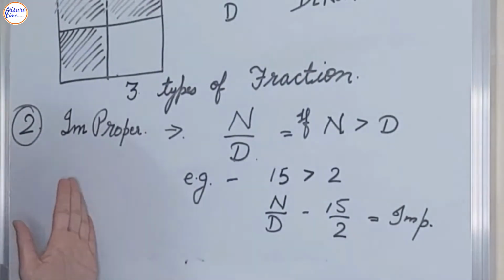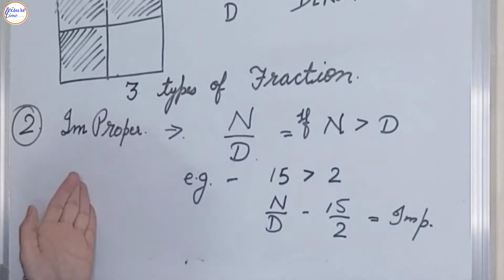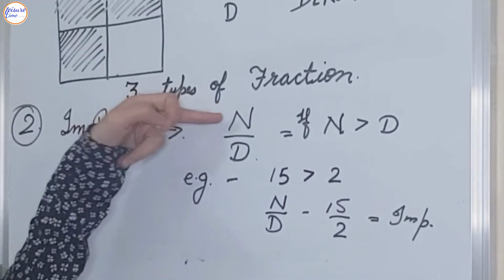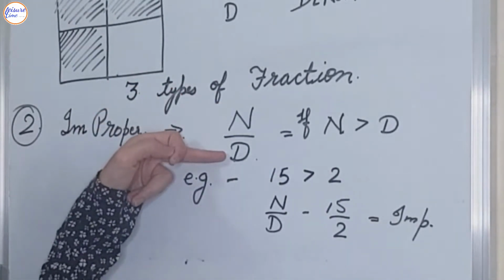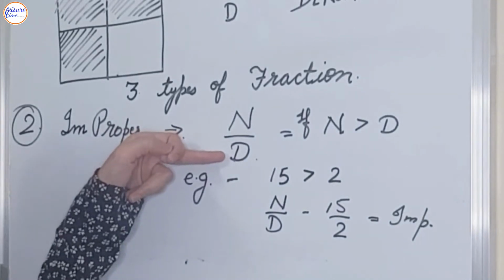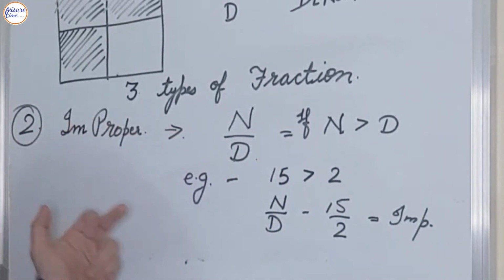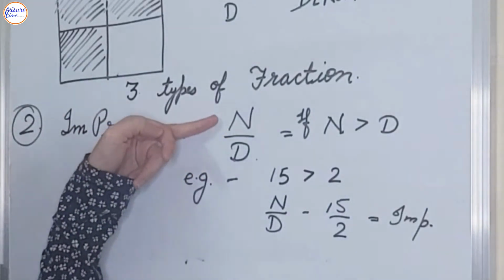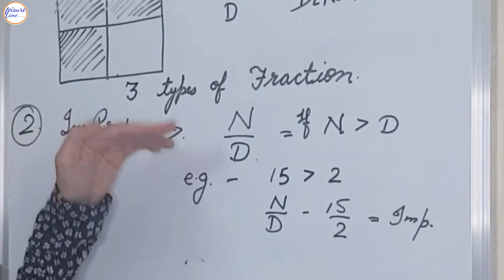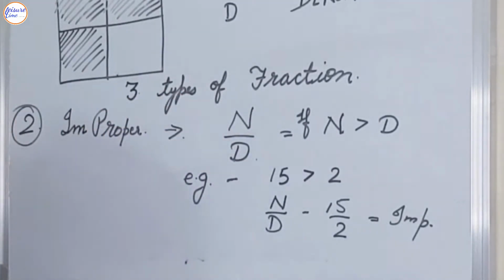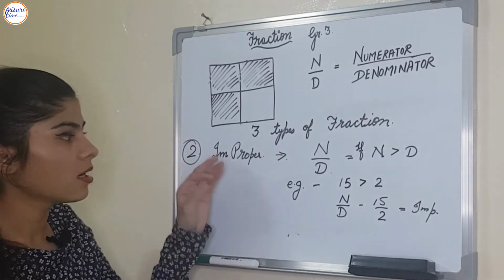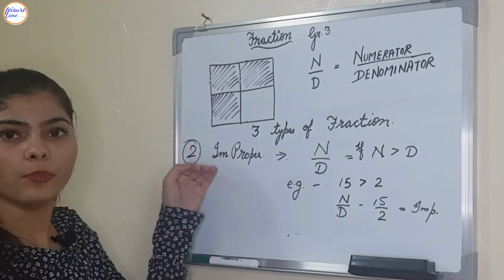So simple. In improper fraction, the numerator is always greater than denominator, which is improper fraction. Whereas proper fraction is where the numerator is lesser than denominator. Here numerator is greater than denominator. So opposite. Proper is the opposite form of the improper fraction.